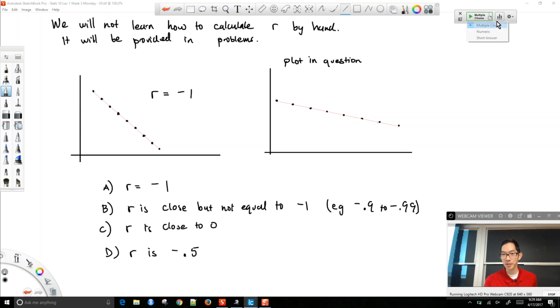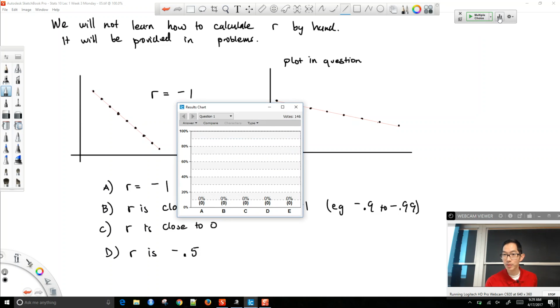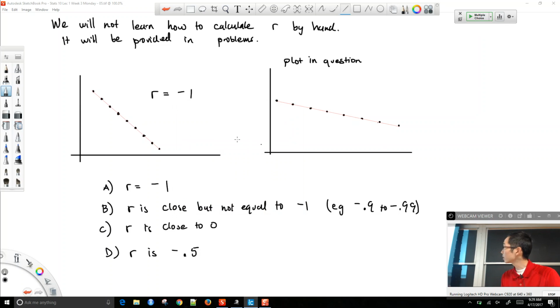Okay, let's take a look. Yeah, most of you got it. R is equal to -1. One thing to note about R is that R does not depend on slope. So here, R is equal to -1. R does not depend on slope.